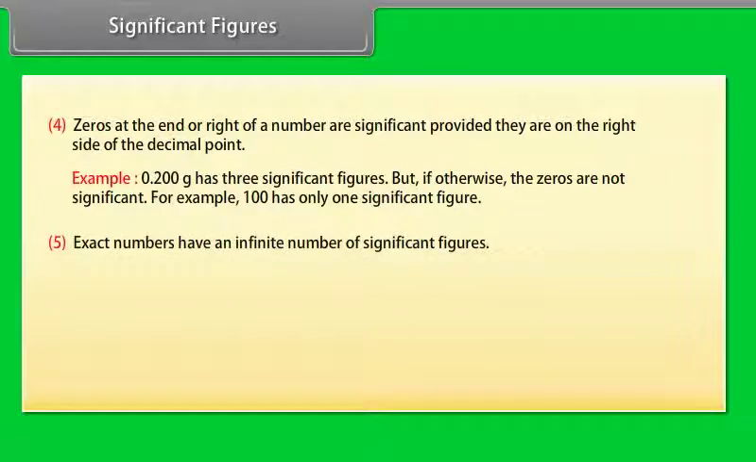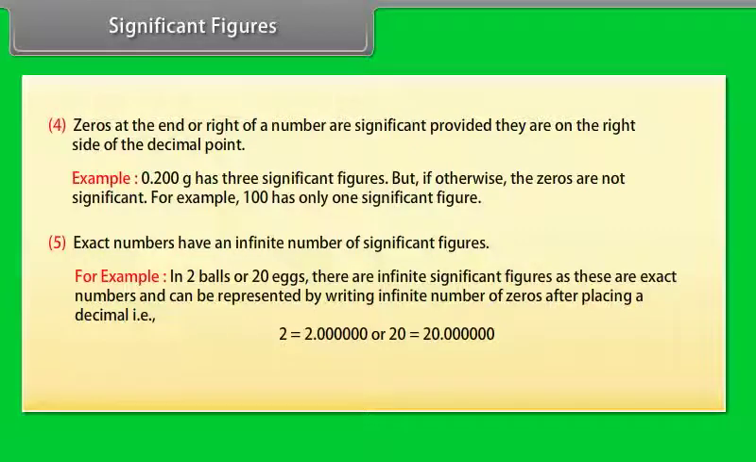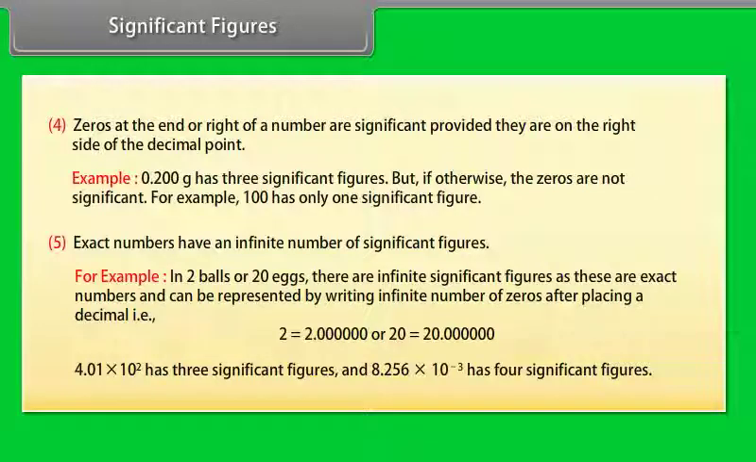Exact numbers have an infinite number of significant figures. For example, in 2 balls or 20 eggs, there are infinite significant figures, as these are exact numbers and can be represented by writing infinite number of zeros after placing a decimal, that is, 2 is equal to 2.0000 or 20 is equal to 20.00000. 4.01 into 10 raised to the power 2 has 3 significant figures, and 8.256 into 10 raised to the power minus 3 has 4 significant figures.